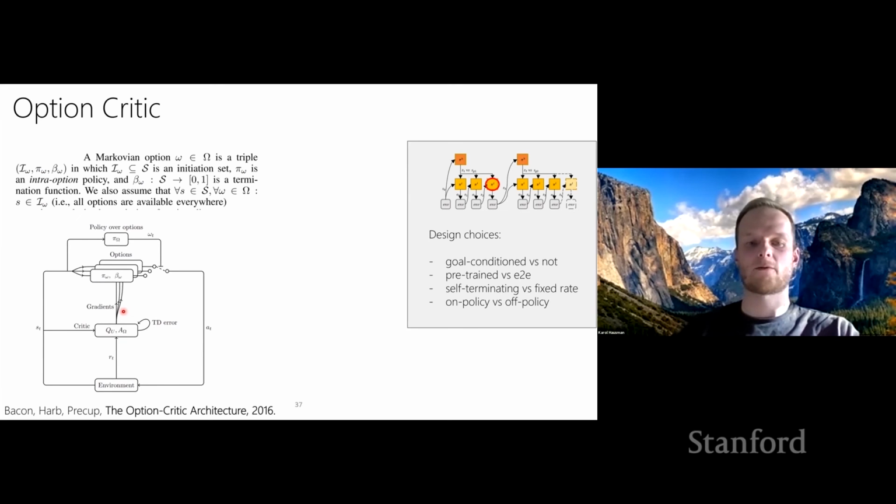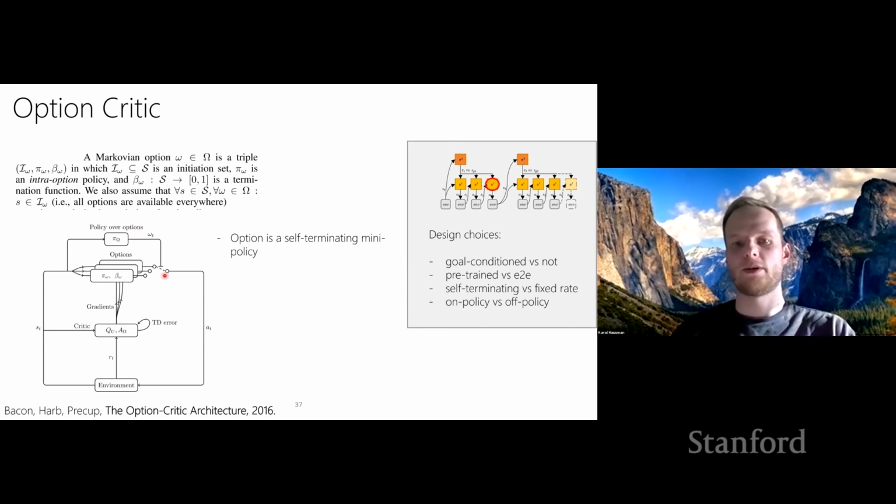They also show this diagram to show more or less how this works. We have an environment that gives you a state, then that state is taken by different policies for different options. And then we have an additional policy over options that decides which option gets to go.